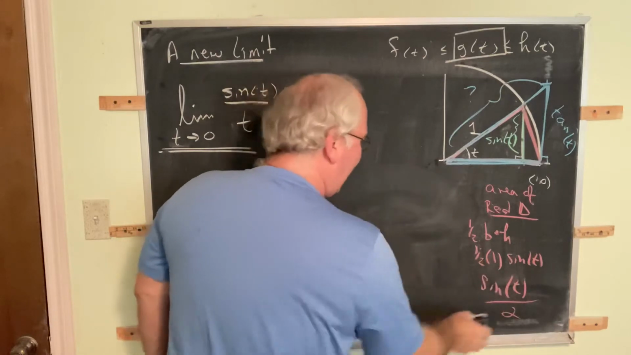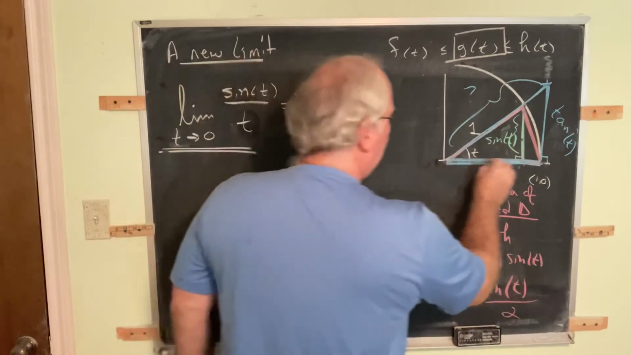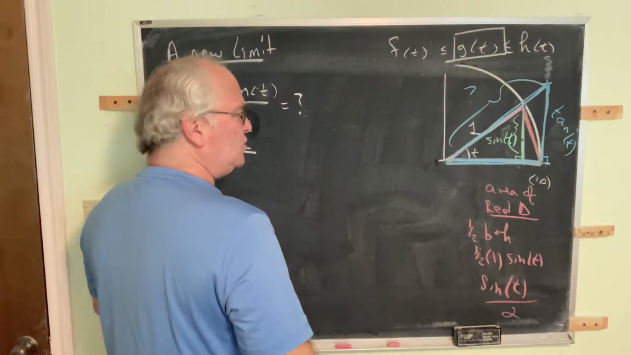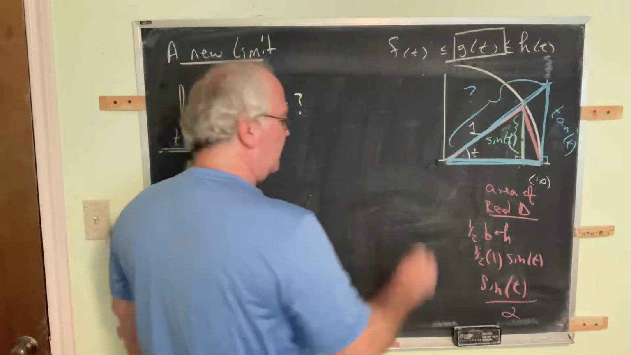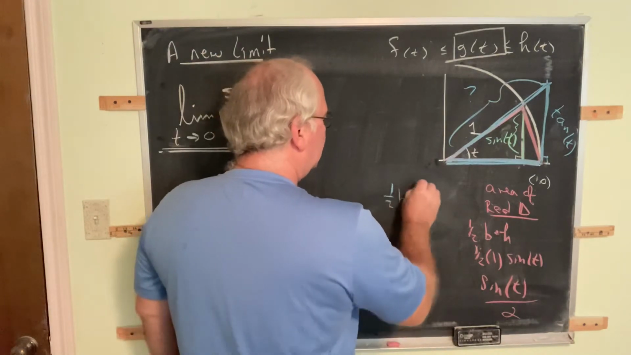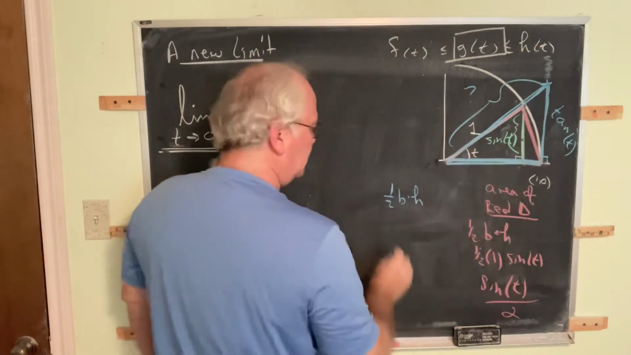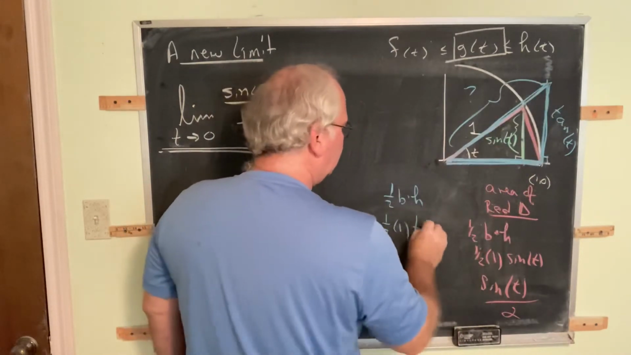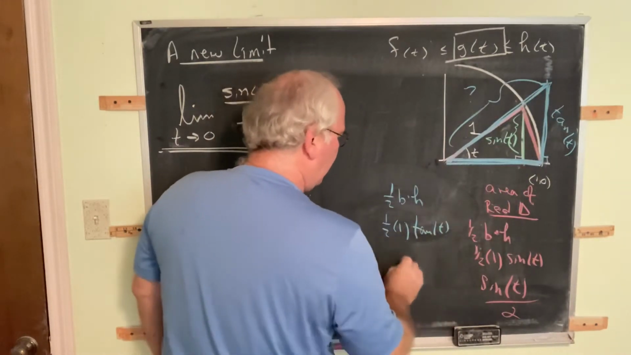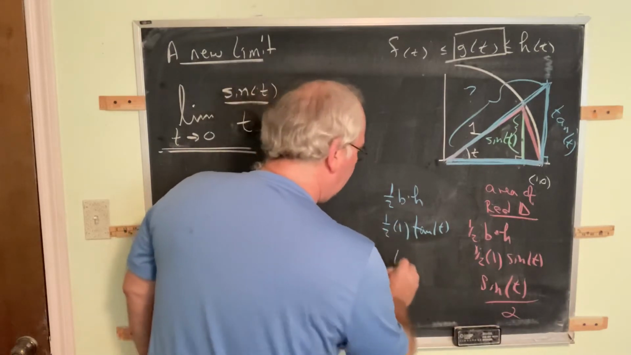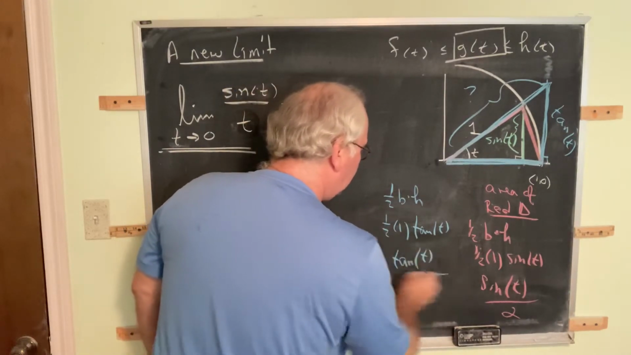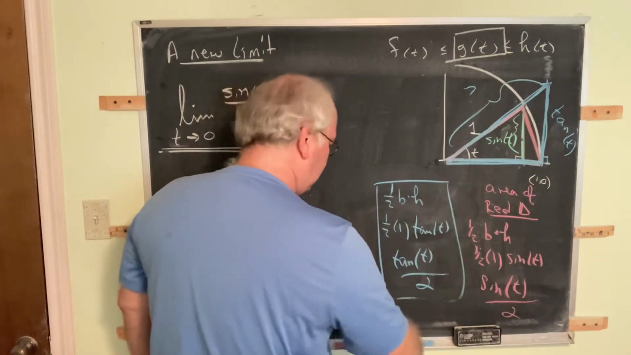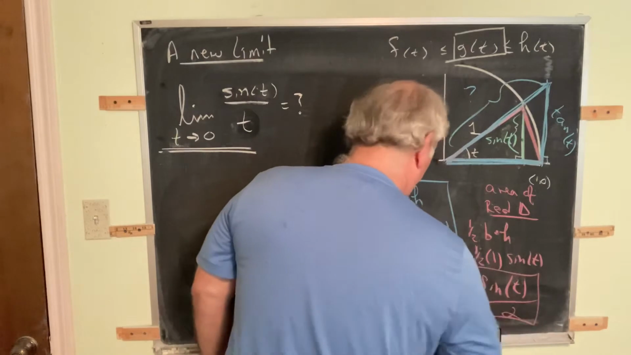So now the question is, what is the area of this big blue triangle? The area is 1/2 base times height. What is the base? The base is 1. What is the height? The height is tangent. So the area of that triangle is tangent of T over 2. That's the area of the blue triangle, and that's the area of the red triangle.